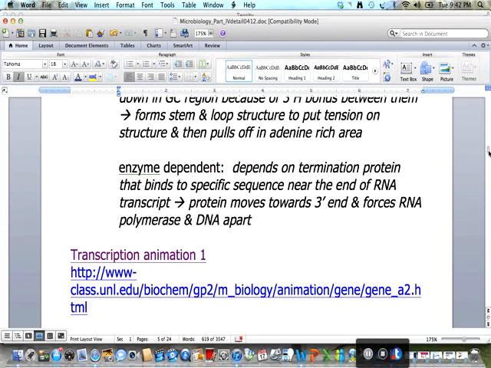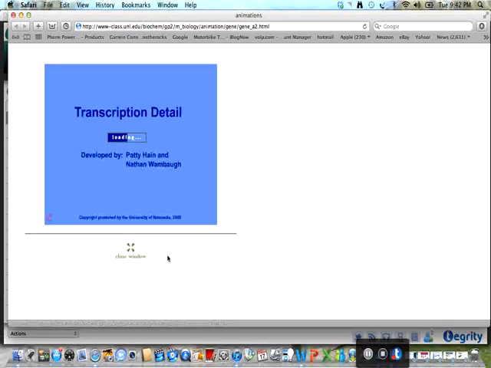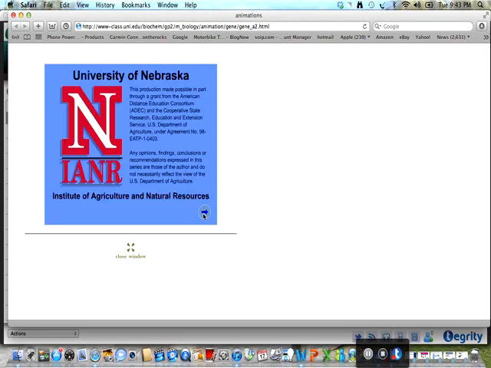In enzyme-dependent termination, it depends on a termination protein that binds to a specific sequence near the end of the RNA transcript. The protein moves towards the 3' end and forces the RNA polymerase and DNA apart. We have a brief transcription animation here. This is produced by the University of Nebraska.